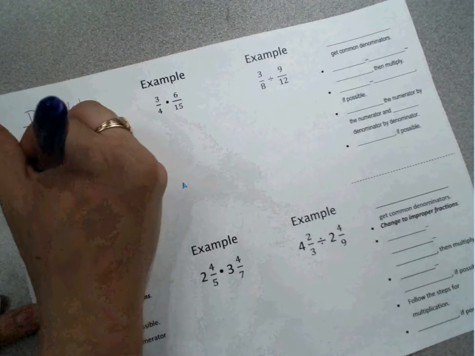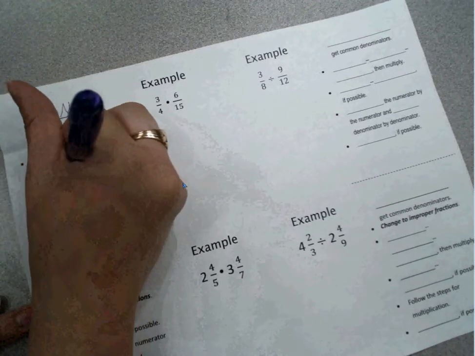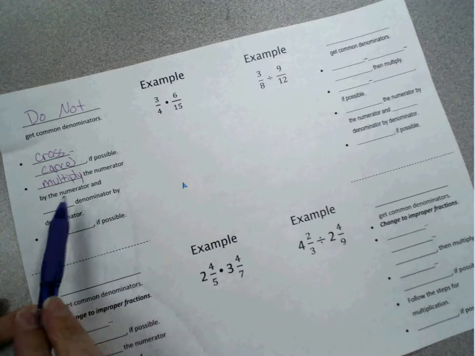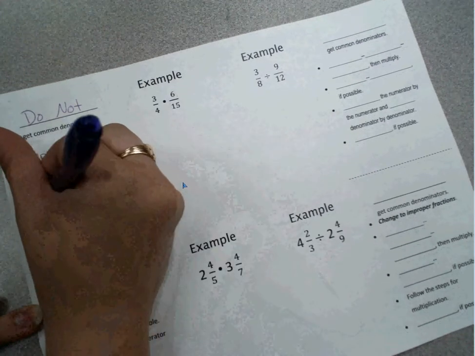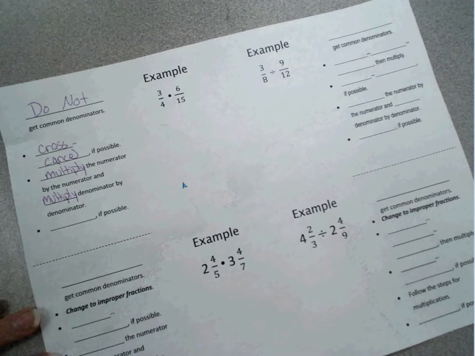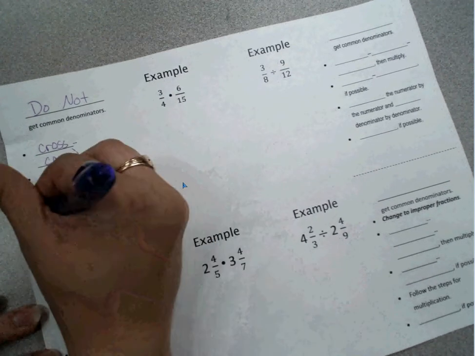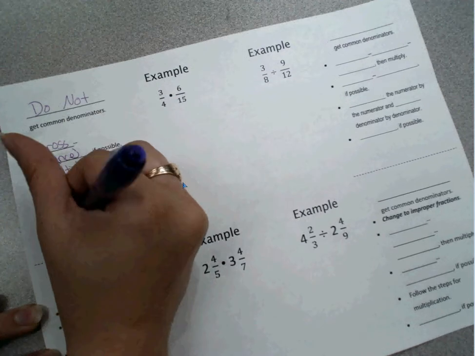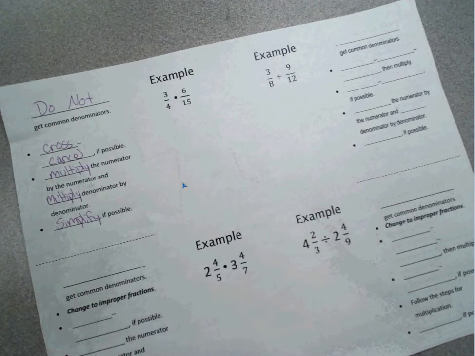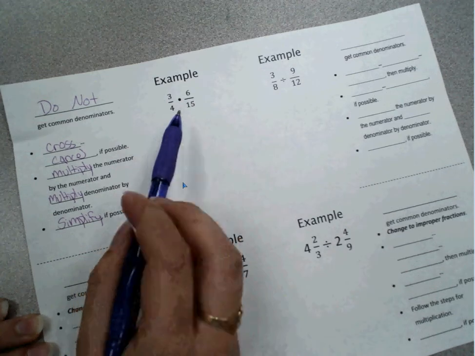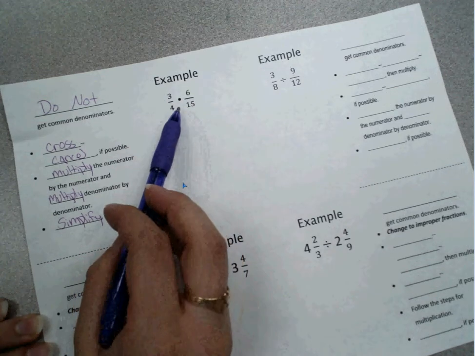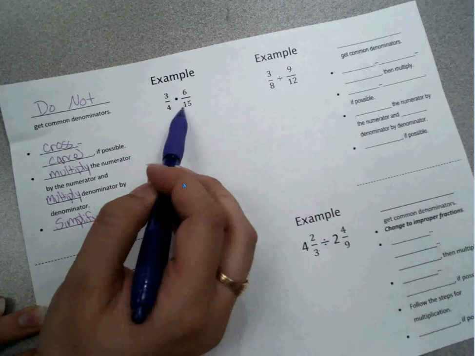Then you're going to multiply just straight across. Multiply the numerator by the numerator and multiply the denominator by the denominator. Multiplying fractions is usually the simplest of all of them. Then, just like all the others, simplify if possible. So let's look at cross-canceling. It's always good to simplify these before you start multiplying. So cross-canceling, you look diagonally.